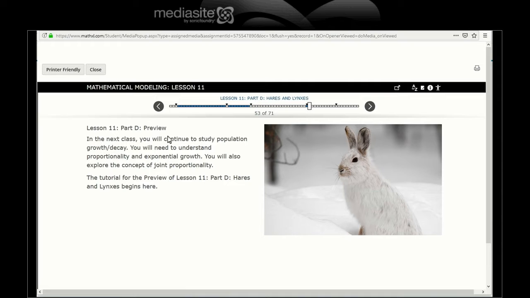In the next class, you continue to study population growth and decay. You need to understand proportionality and exponential growth, and you need to explore the concept of joint proportionality. The tutorial for the preview of Lesson 11, Part D, using the workbook, Hares and Lynx, begins here.